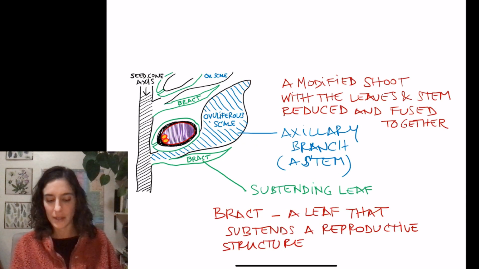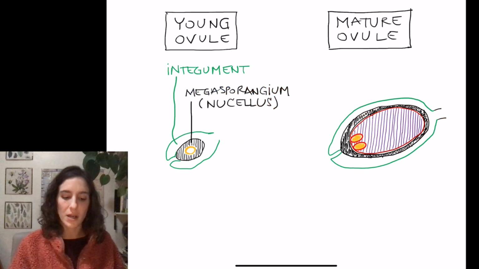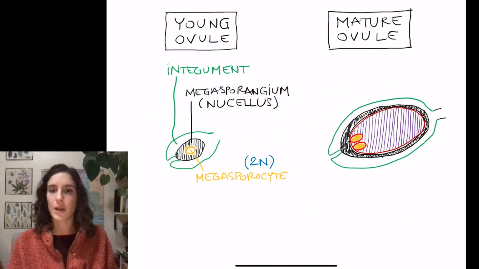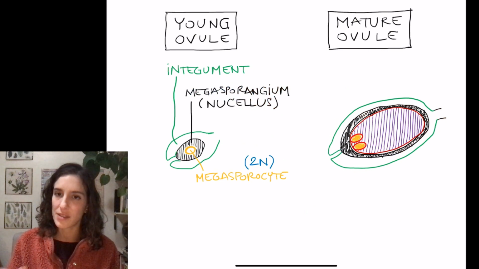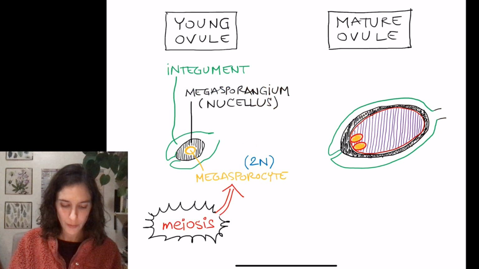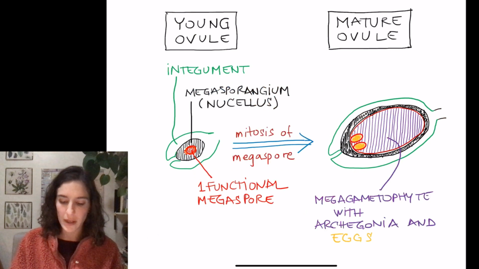Okay, a bract is just a leaf that subtends a reproductive structure. Okay. So we've got development from a young ovule to a mature ovule. And just a quick review, the megasporocyte is that very, rather last diploid cell. This is the cell that's going to undergo meiosis. Right? And then it's going to form one single functional megaspore because three were aborted. And then it's the mitosis of that one functional megaspore that's going to result in a megagametophyte.